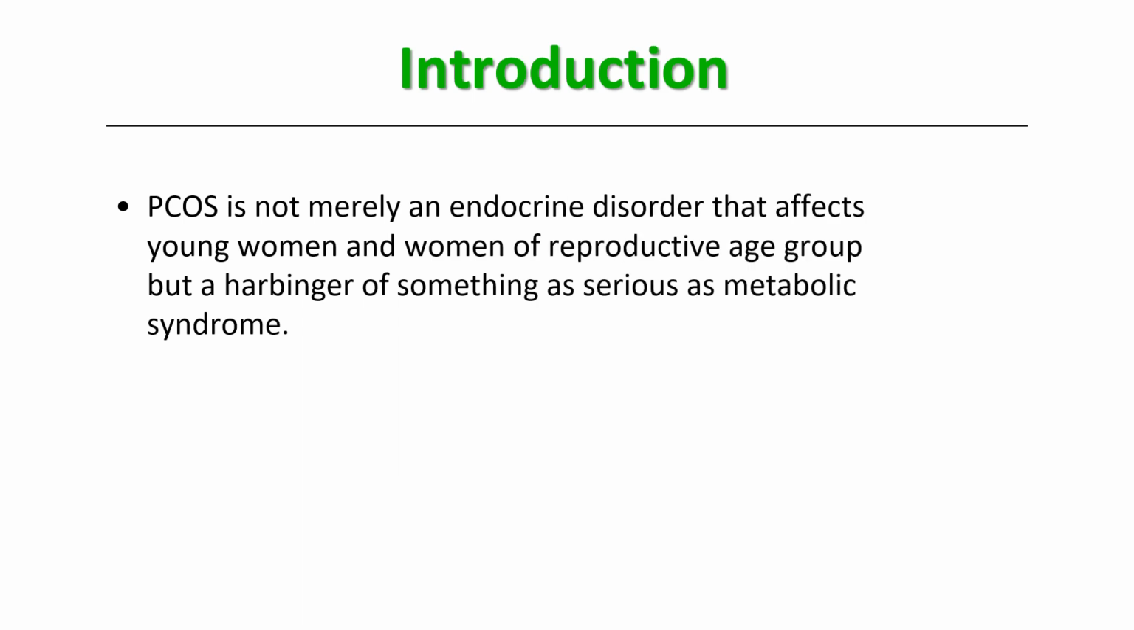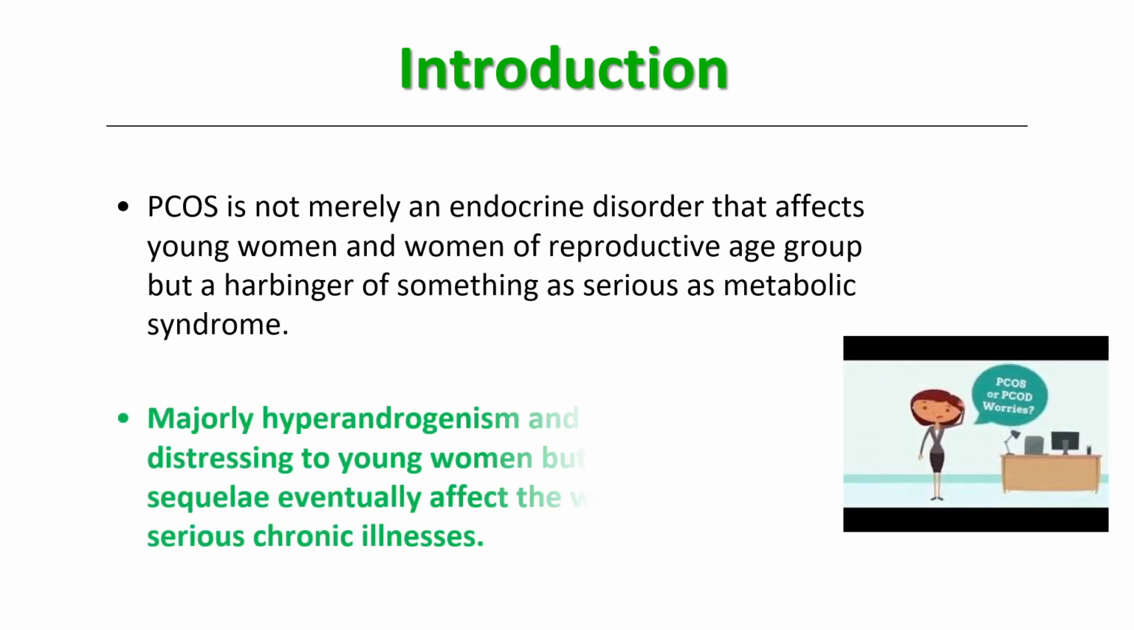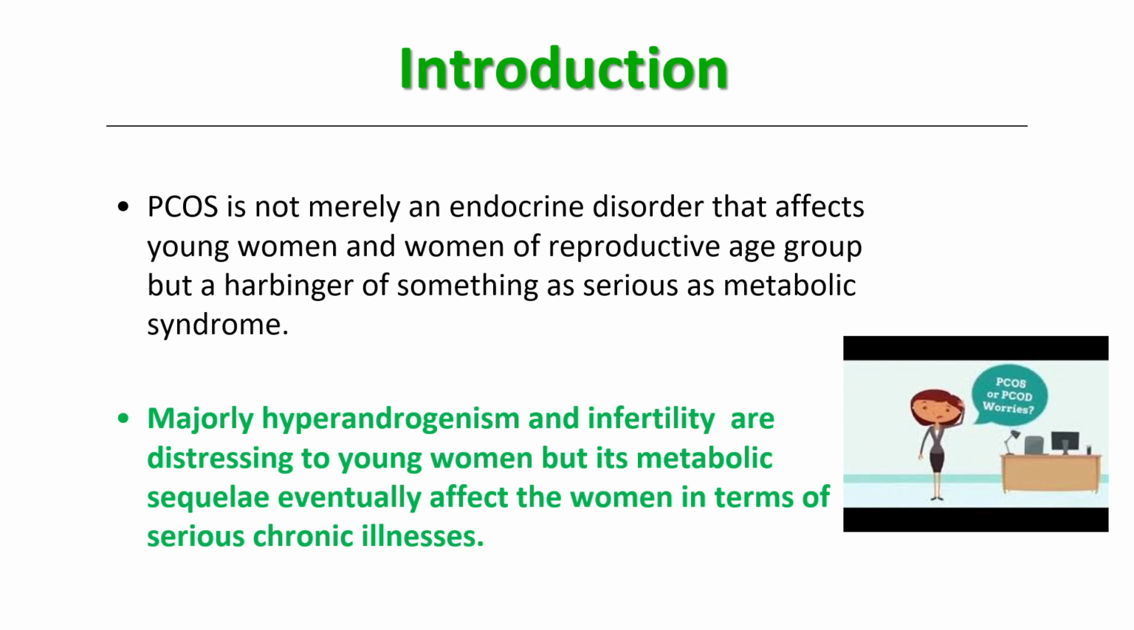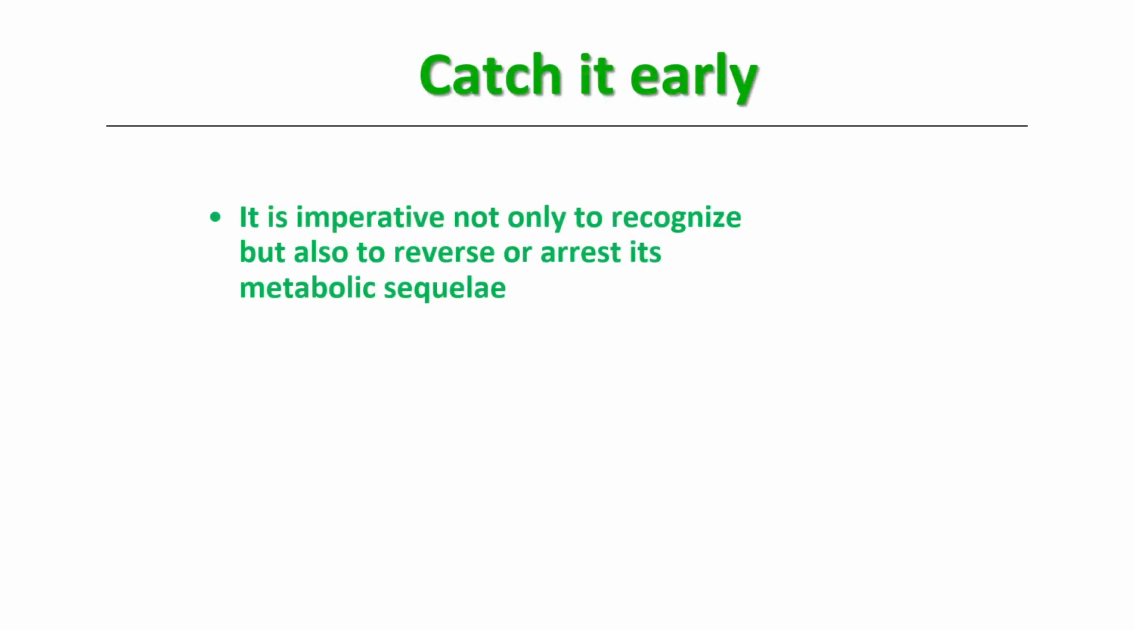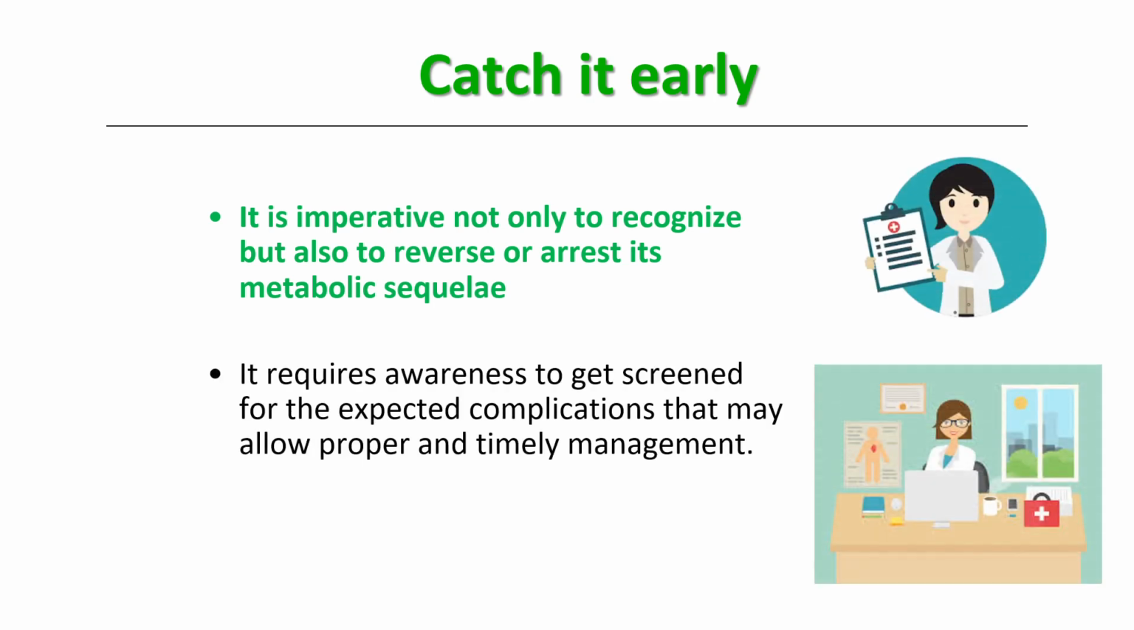It is not merely an endocrine disorder that affects young women and women of reproductive age group, but a harbinger of something as serious as metabolic syndrome. Majorly hyperandrogenism, which leads to increased facial hair growth, thick voice, and infertility, is distressing to young women, but its metabolic sequelae eventually affect the women in terms of serious chronic illnesses. It is imperative not only to recognize but also to reverse or arrest its metabolic sequelae. It requires awareness to get screened for the expected complications that may allow proper and timely management. So we need to catch it really early.